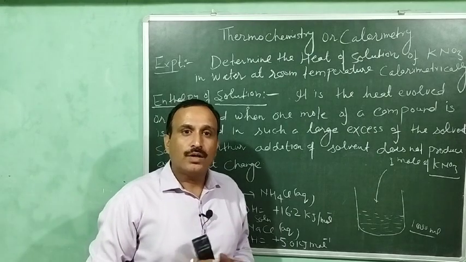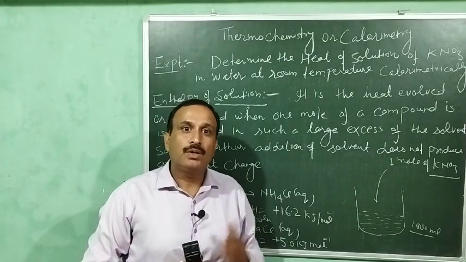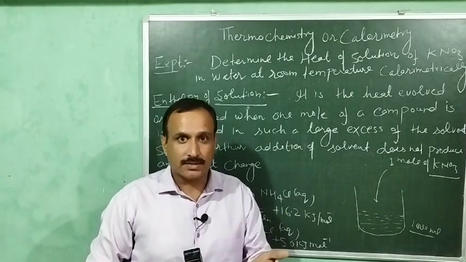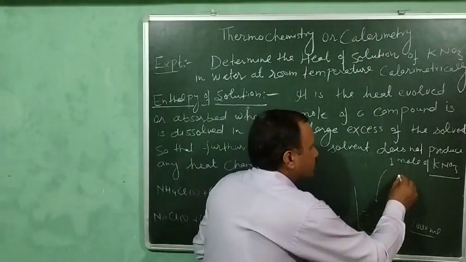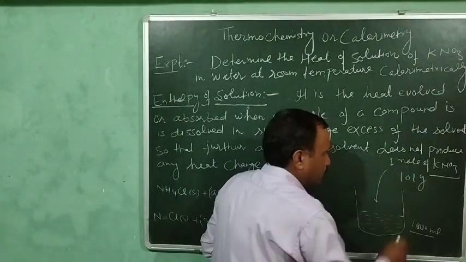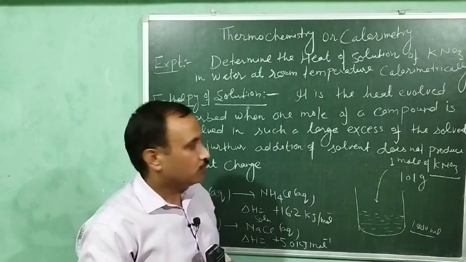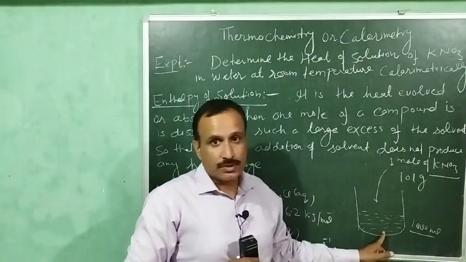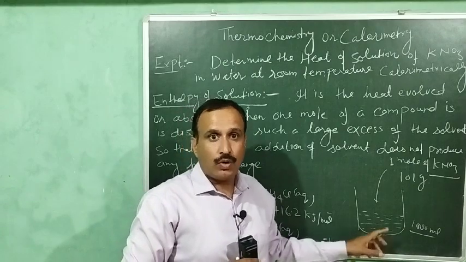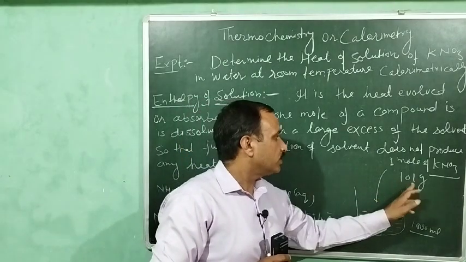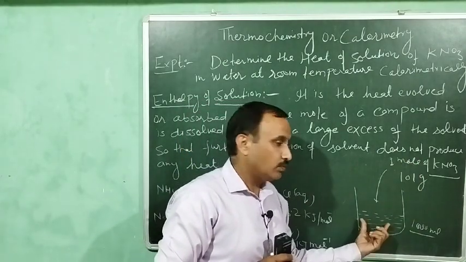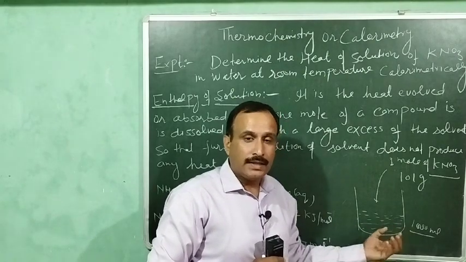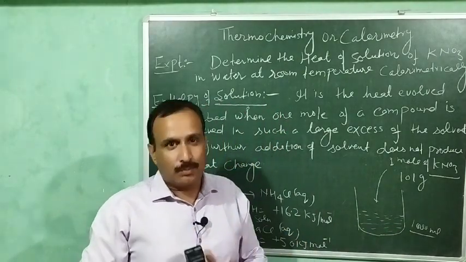And we know that 1 mole of potassium nitrate is equal to its molecular mass, and its molecular mass is 101 gram. This means that I am going to dissolve 101 gram of potassium nitrate in this 1000 ml of water. Now when I added this 101 gram of potassium nitrate in the 1000 ml of water, it did not dissolve completely.